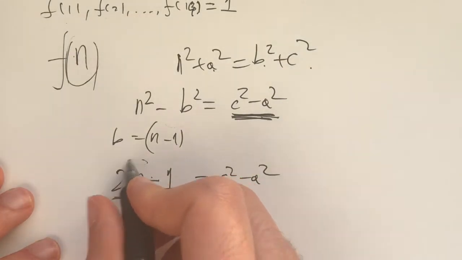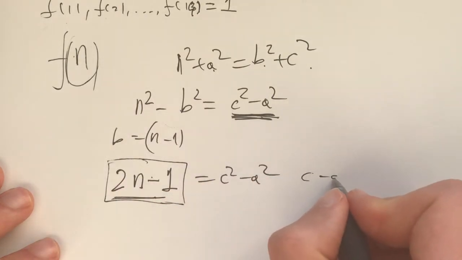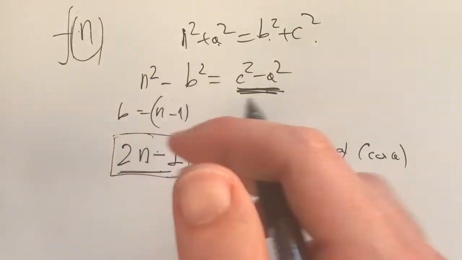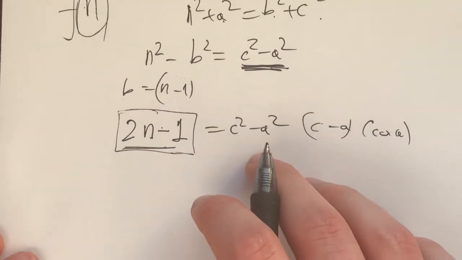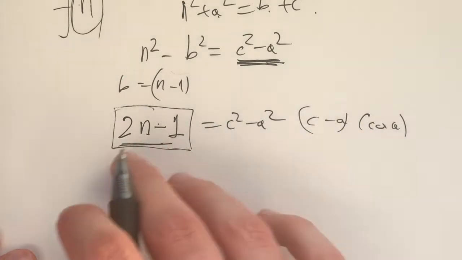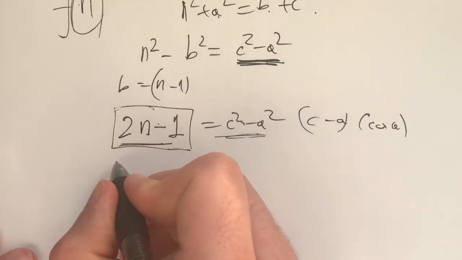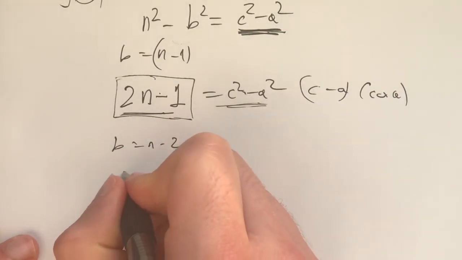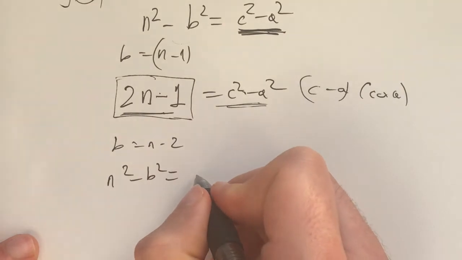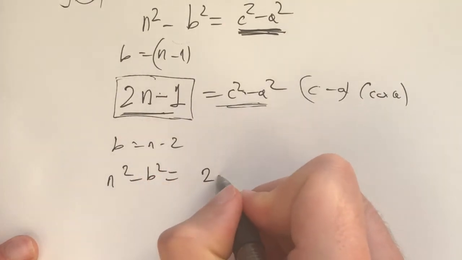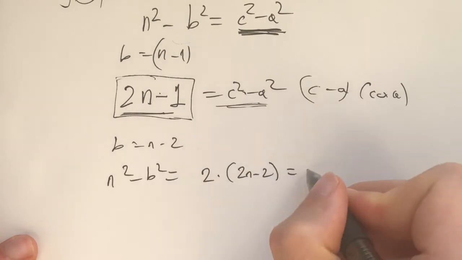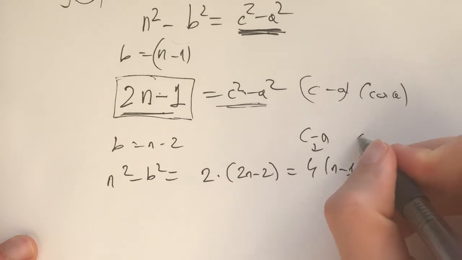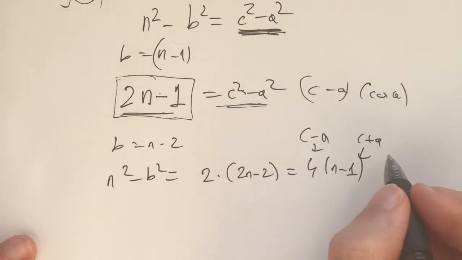Now if 2n minus 1 had this form, c minus a times c plus a, does this have any factors? Okay, there might be cases here, but let's try to do something much more concrete, something much more general. Let's do b is n minus 2, just playing around. Then n squared minus b squared will be equal to what? This will be 2 times 2n minus 2, which is 4n minus 1. Now if I write this as c minus a, and this as c plus a, what do we get?